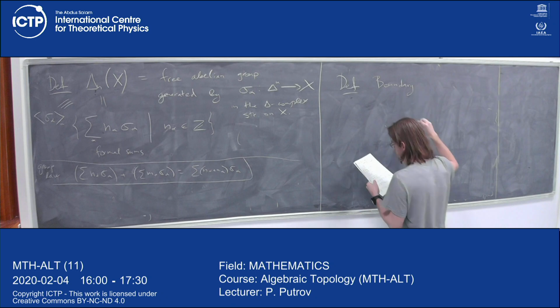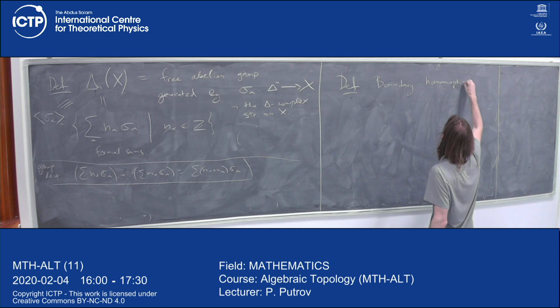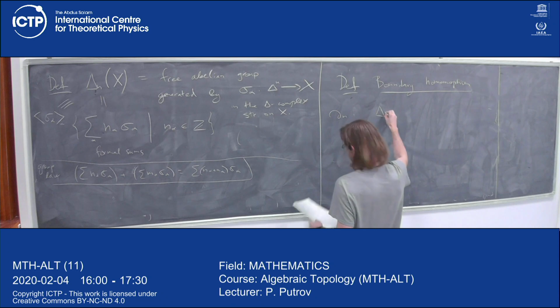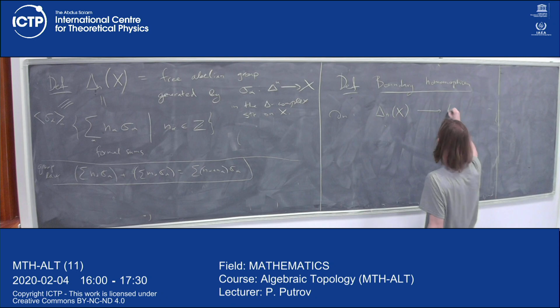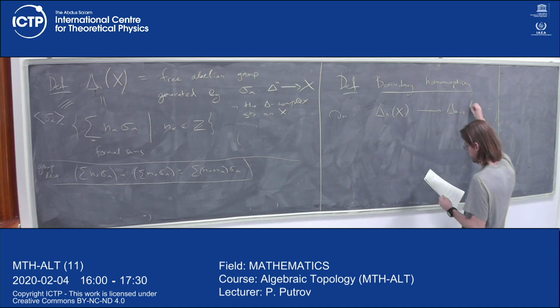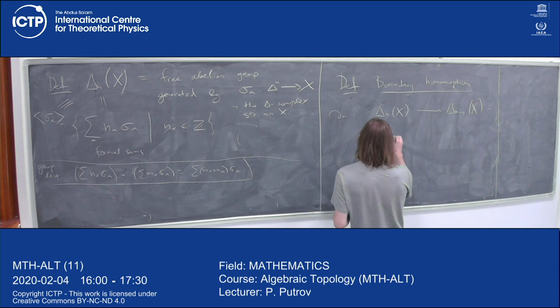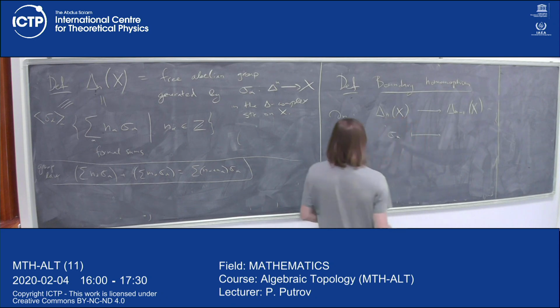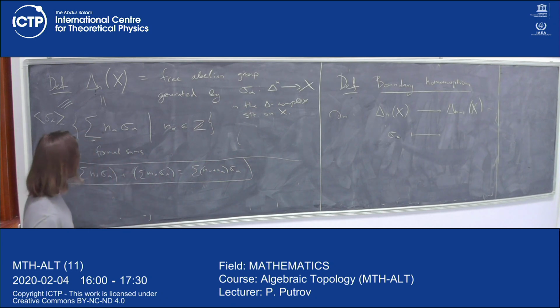So now I can raise the notion of boundary homomorphism. It's a homomorphism between Δn of X and Δn minus 1 of X. These are abelian groups. Since it's a free abelian group, it's enough to understand what will be the result of the homomorphism on a generator, on any generator.